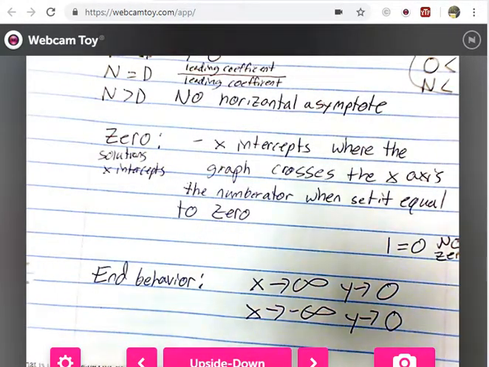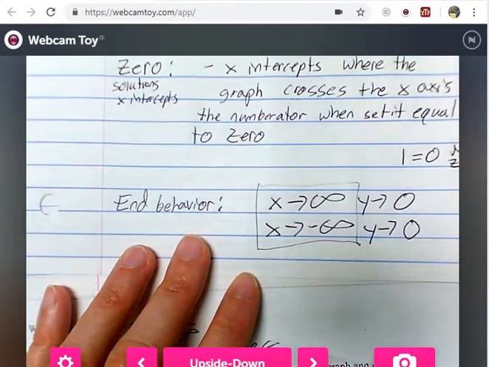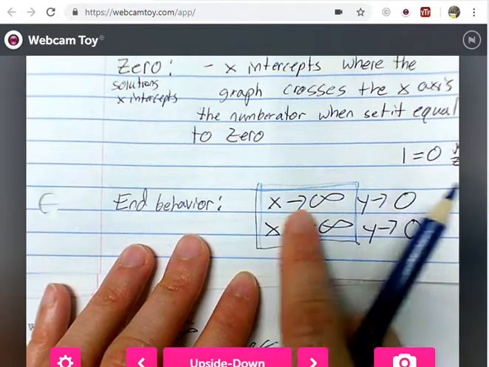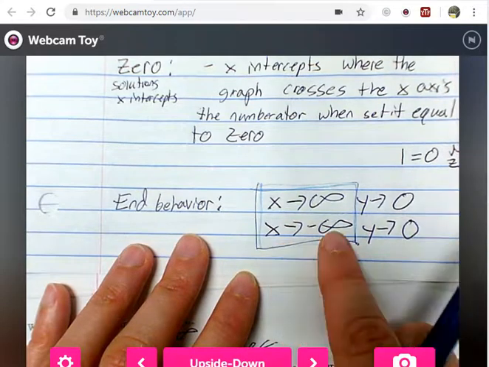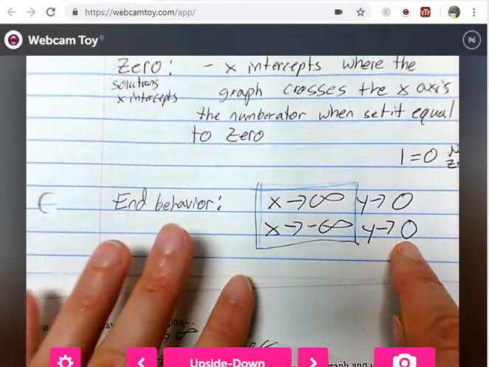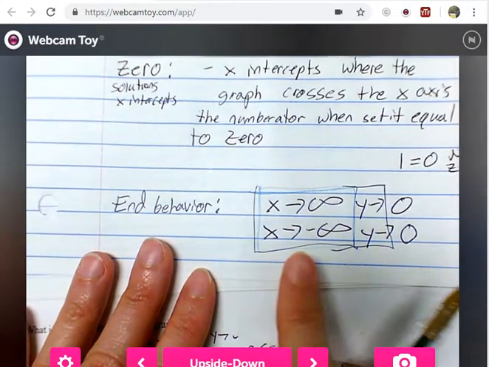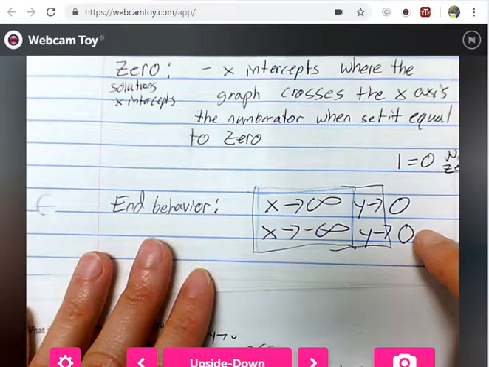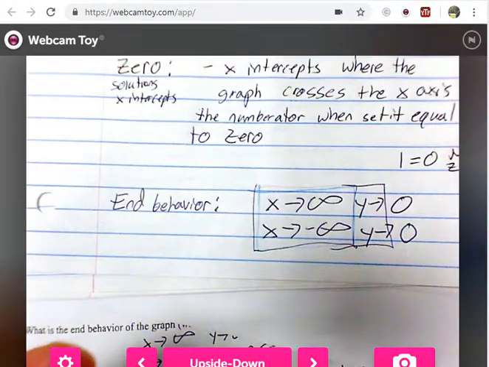Then all of them are going to be set up like this. You're going to start with this part right here. X approaches infinity, y approaches what? X approaches negative infinity, y approaches 0. So this whole part is going to be the same for every single end behavior. It's what y is approaching that changes. I like to look at my graph to be able to do it. You can plug in bigger and bigger numbers to your equation to do it.